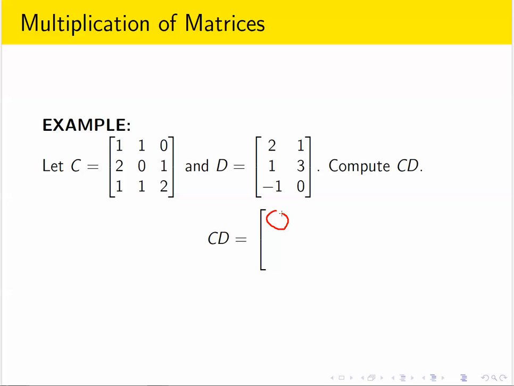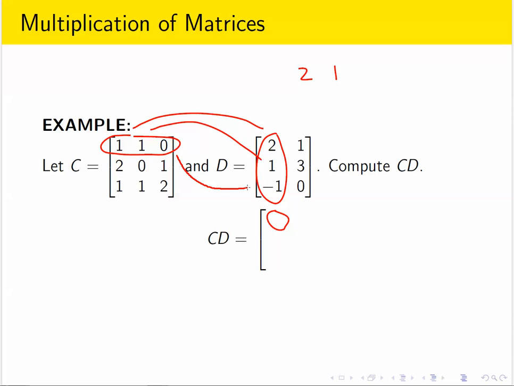This entry in the first row, first column, will come from the first row of C and the first column of D. So first I want 1 times 2, that's 2. 1 times 1, that's 1. 0 times -1, that's 0. And then I want to add all those results together for a total of 3.